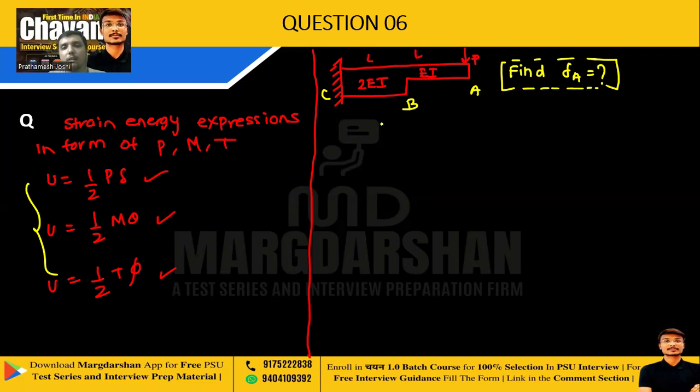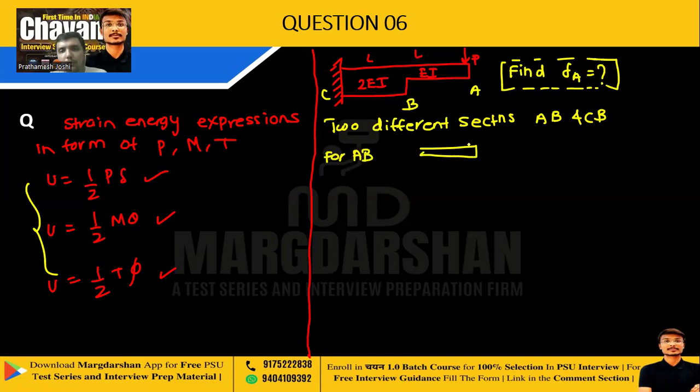Okay, so how will we proceed over here? We will consider two different sections, AB and CB. So for AB, with P over here, we may take X. So M at X equals P into X.